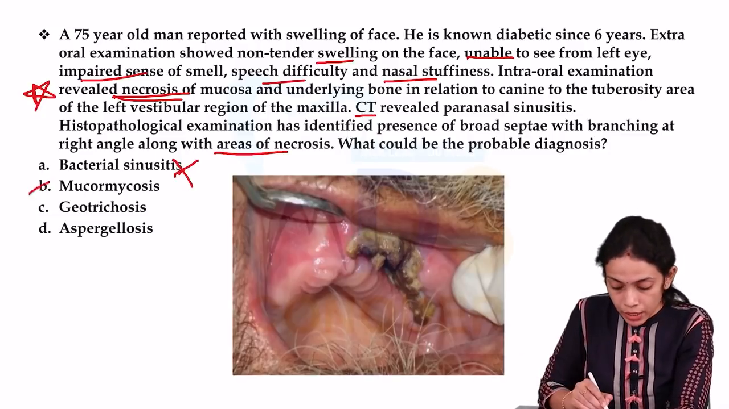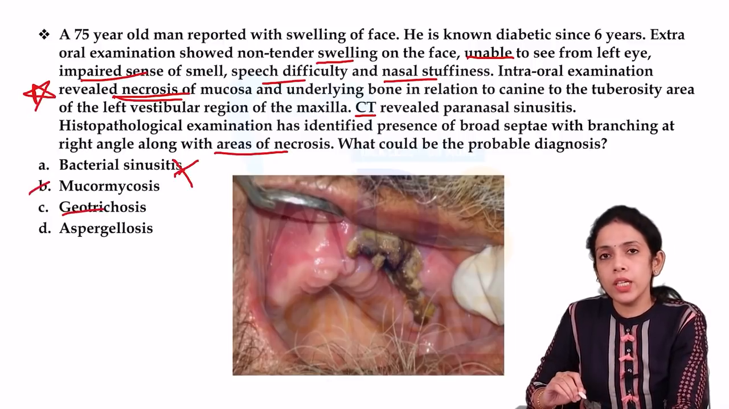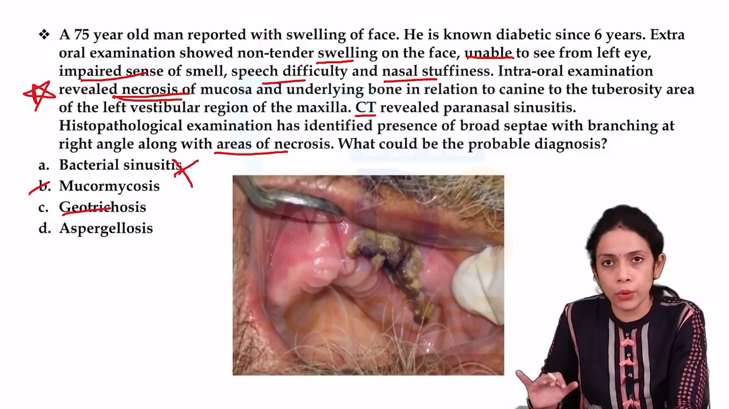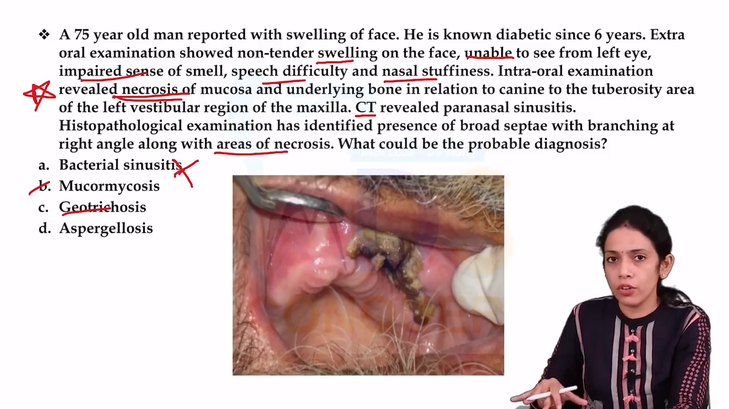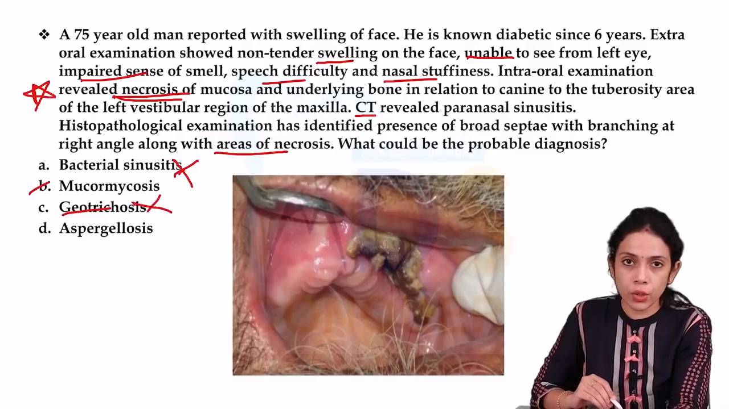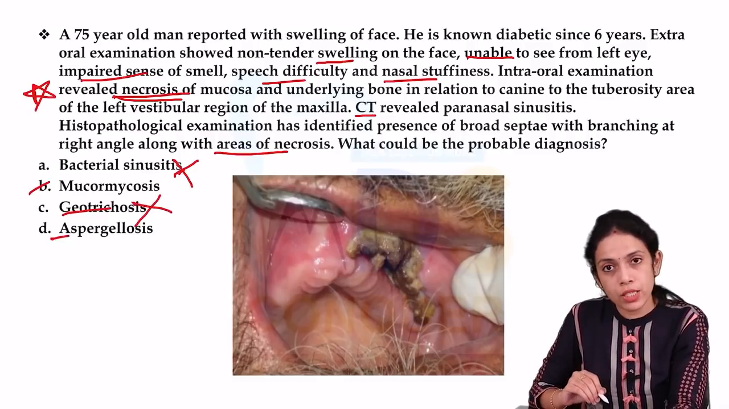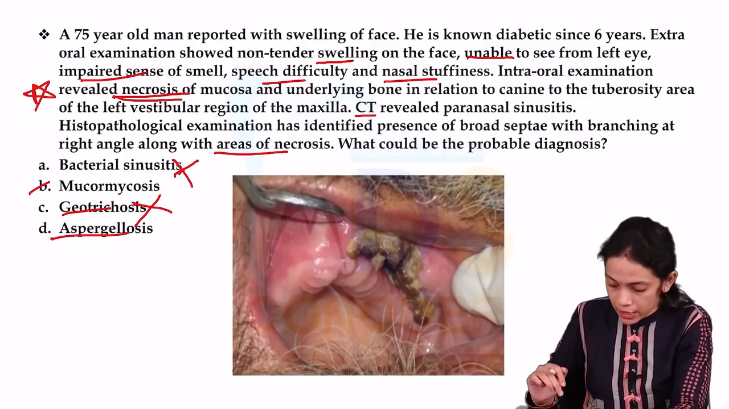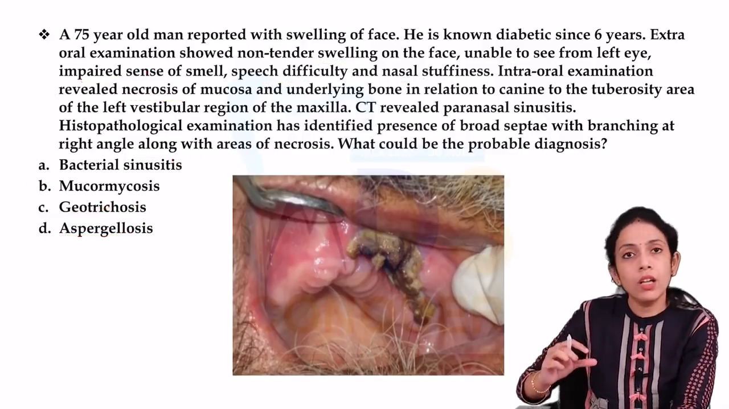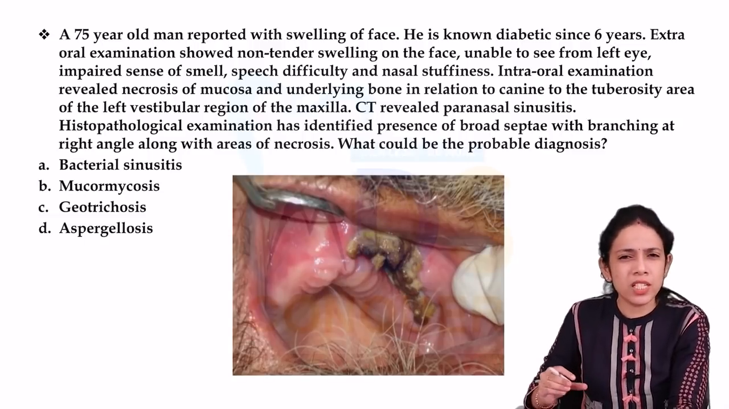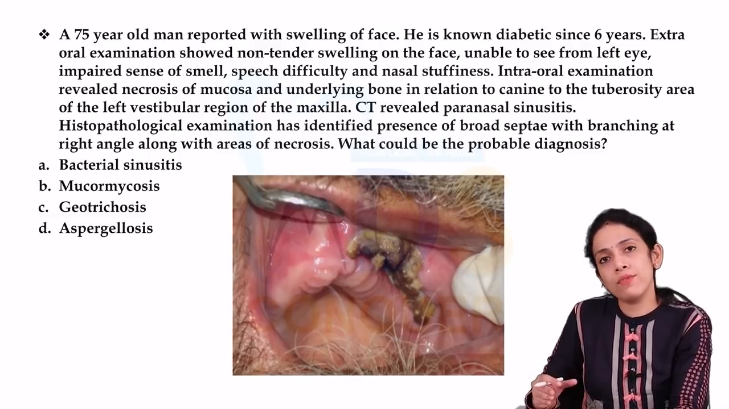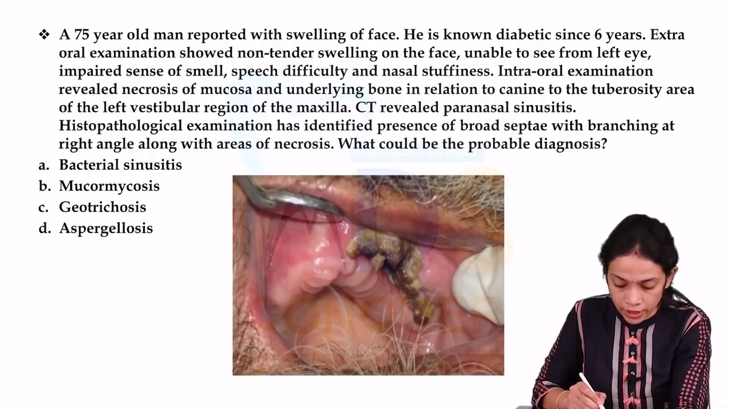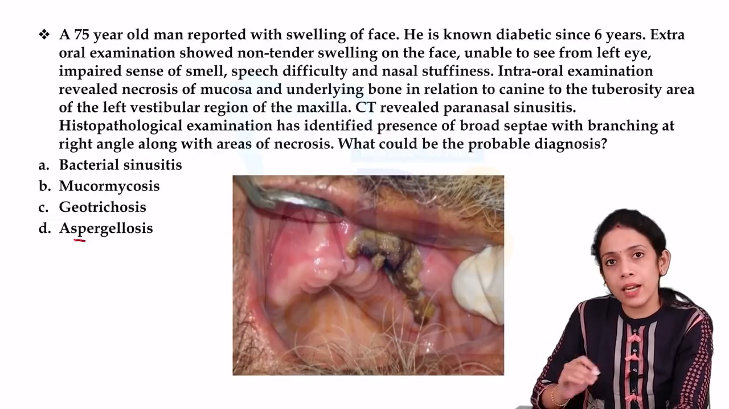We'll discuss that. Geotrichosis. Usually geotrichosis, again a fungal disease, shows a velvety patch in the oral mucosa. It will not have this sort of presentation. So it is not geotrichosis. Next, aspergillosis. Yes, even in aspergillosis there is a little cerebral involvement, but if two fungal diseases are given which have somewhat similar features, then you have to end up with the histopath examination to go for the final diagnosis. So here aspergillosis can be the diagnosis.